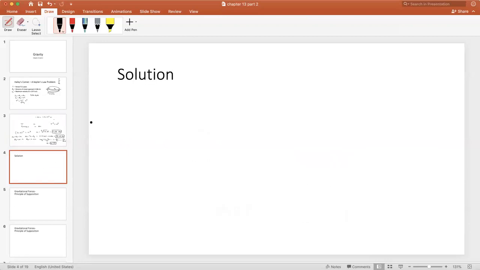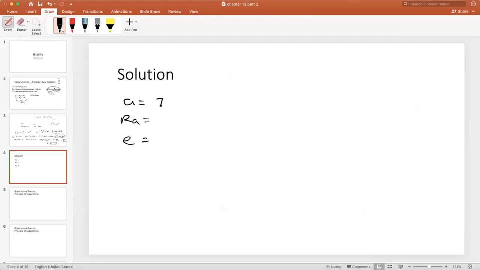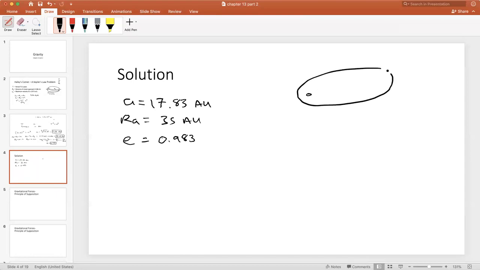So that means that we have A and RA and E: 17.83 AU, about 35 AU, and about 0.983. So it's got some extremely thin orbit as it comes in. And we know that it's almost out past, it is past Neptune. It's almost out to Jupiter, okay?